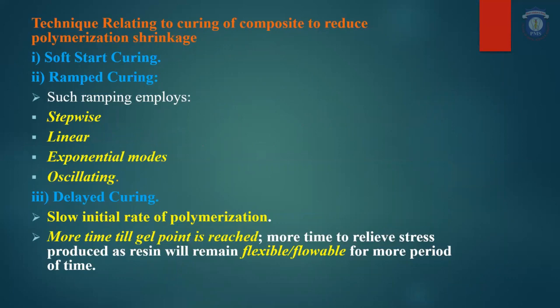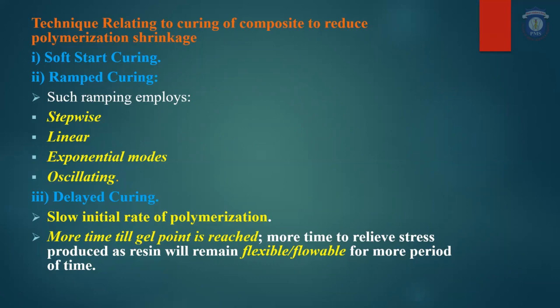Now, the next important factor to be discussed while you talk about curing units is polymerization shrinkage stress. In order to compensate for this polymerization shrinkage, various variations have been advocated by various researchers. That is, certain modifications can be done to the way you are curing the composite to compensate for the polymerization shrinkage stress, which include, first, soft start curing, second, rammed curing, and third, delayed curing.